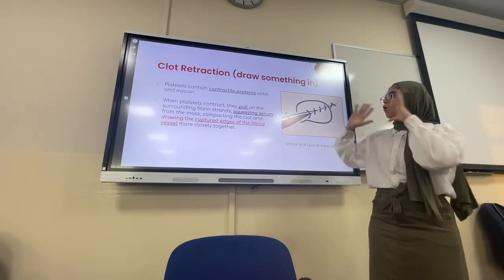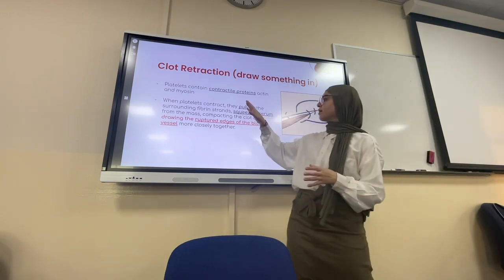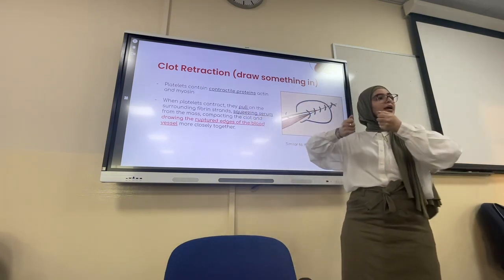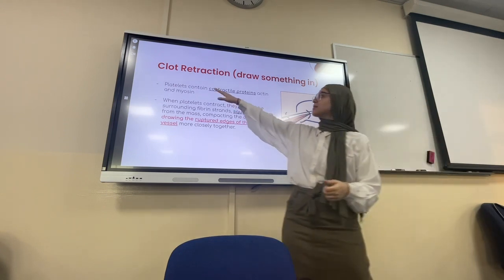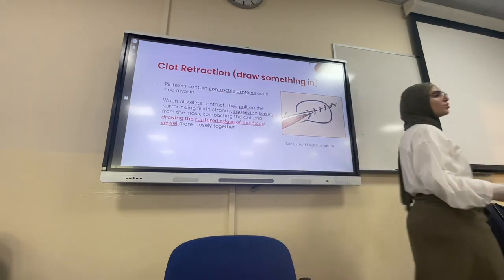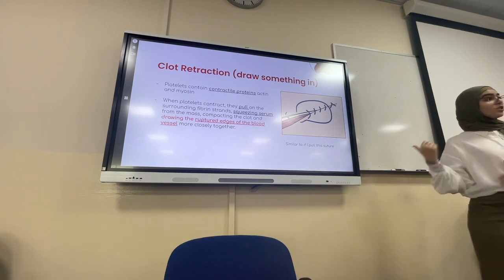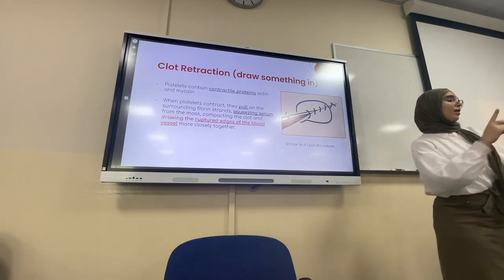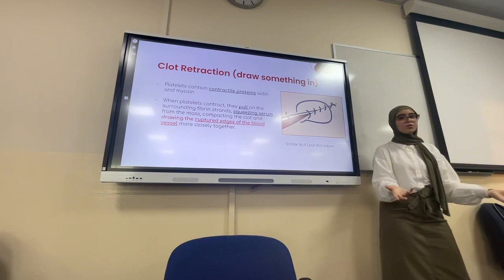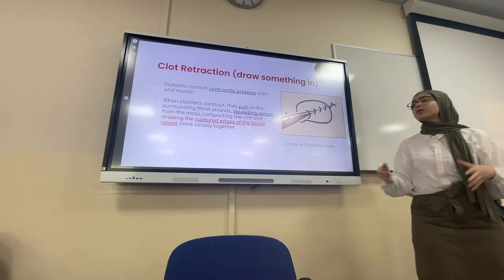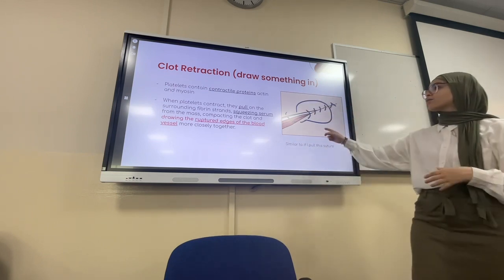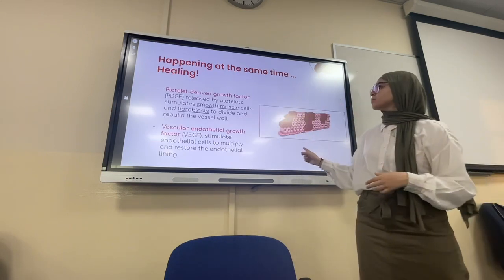But the whole point of it is the idea that we're able to essentially draw the edges of the blood vessels together. Why? Because the platelets contain contractile proteins. And we took from the muscular chapter in semester 1, we have actin and myosin, both of which are contractile proteins, allowing contraction to happen. Okay, so that's one of the characteristics of the platelets, allowing for clot retraction to occur.